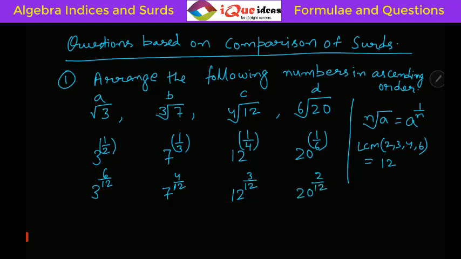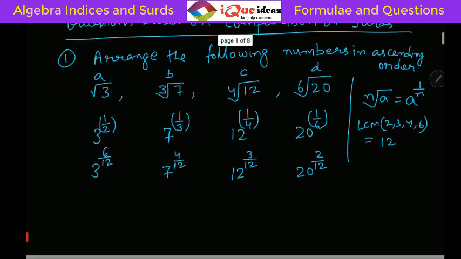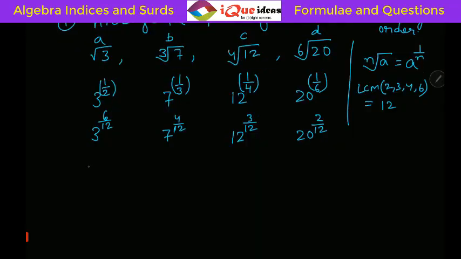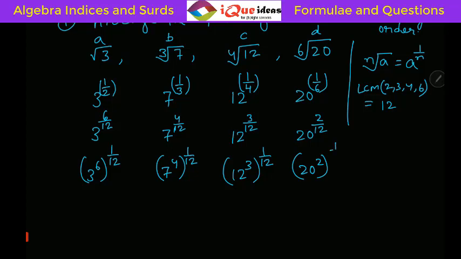Now, all of these numbers can be written as, let's see, 3 to the power 6 by 12 can be written as 3 to the power 6 whole to the power 1 by 12. 7 to the power 4 whole to the power 1 by 12. The next number can be written as 12 to the power 3 whole to the power 1 by 12. And the next number can be written as 20 square whole to the power 1 by 12. Because we also know that a raised to the power x whole to the power y is equal to a to the power x into y. And this applies both ways.